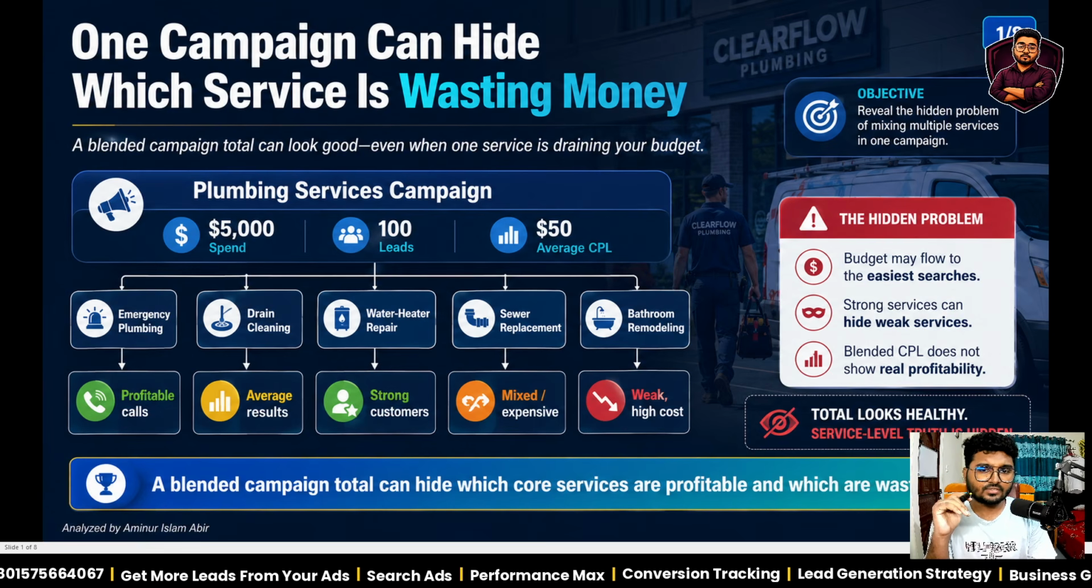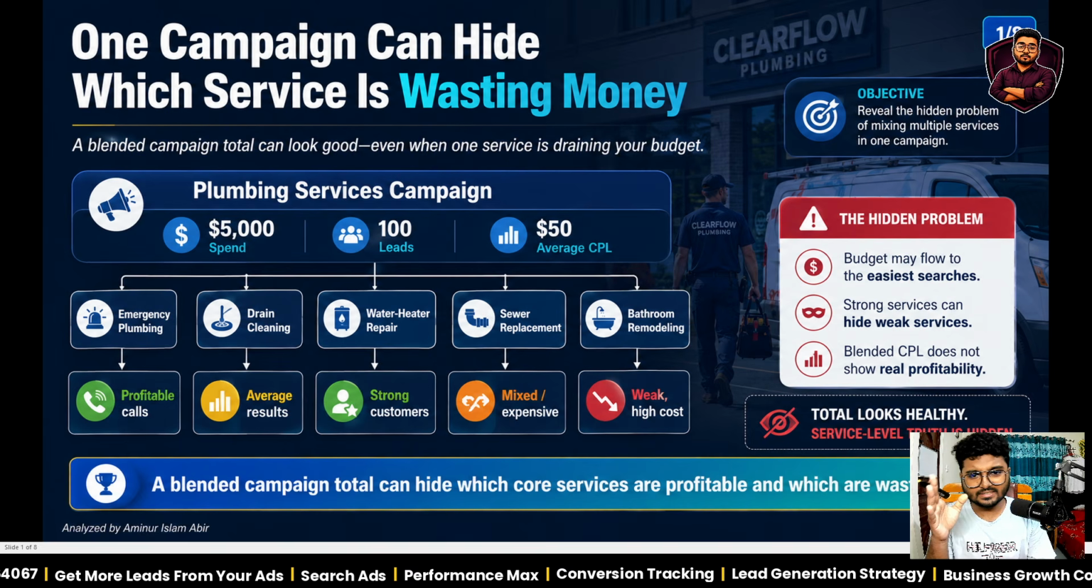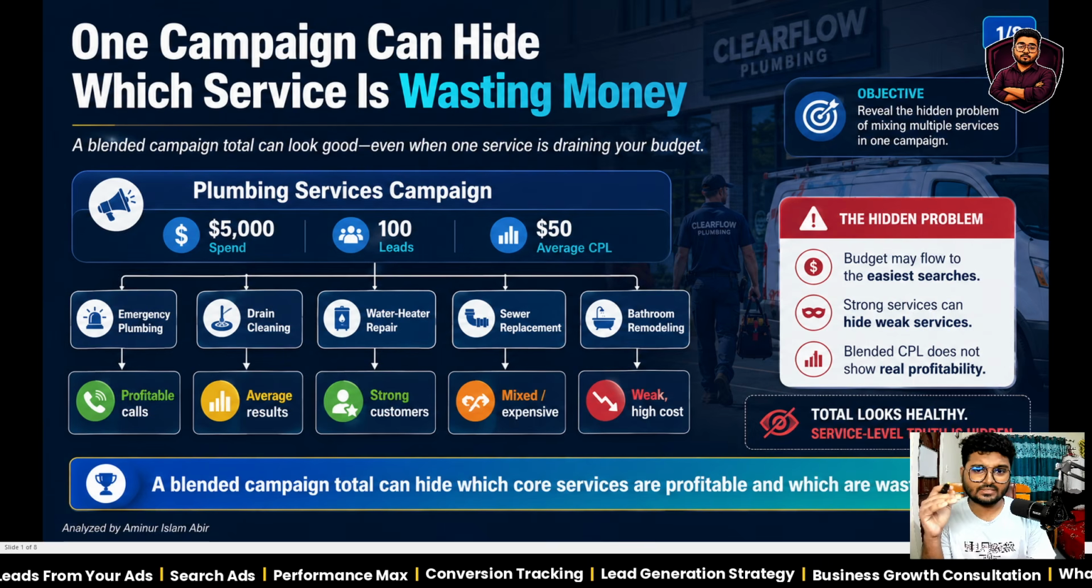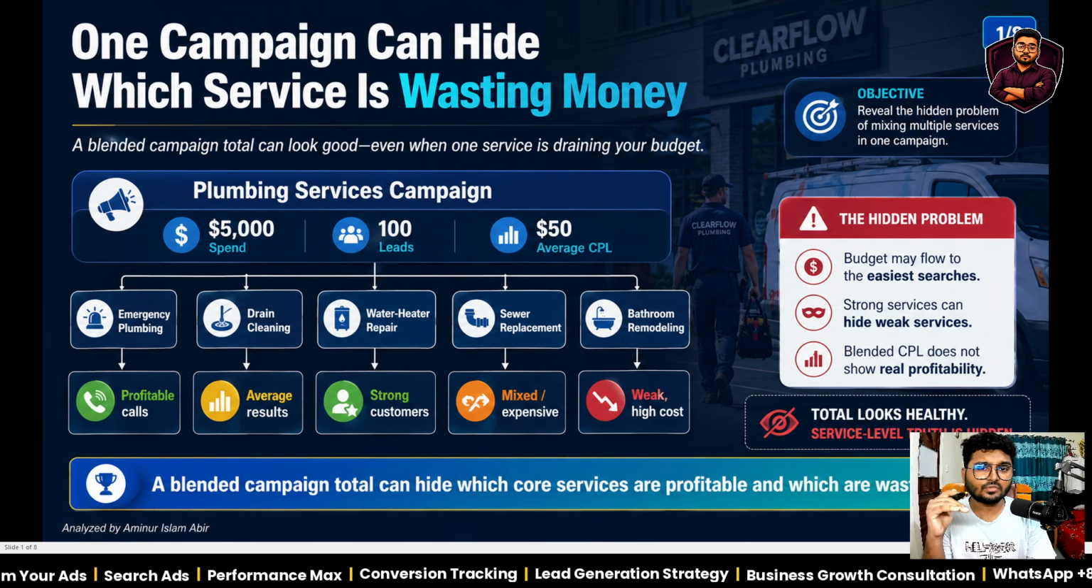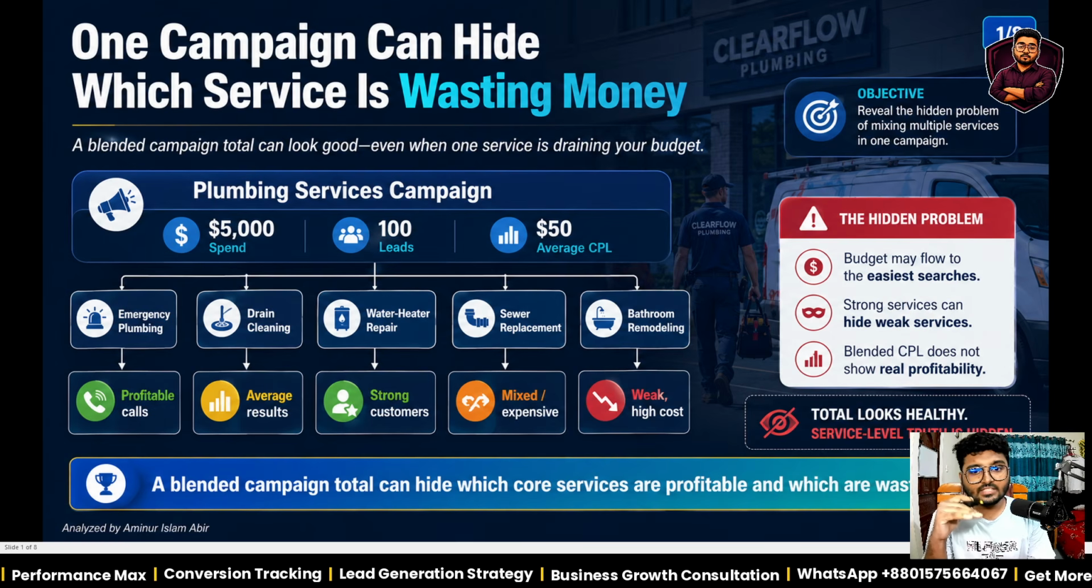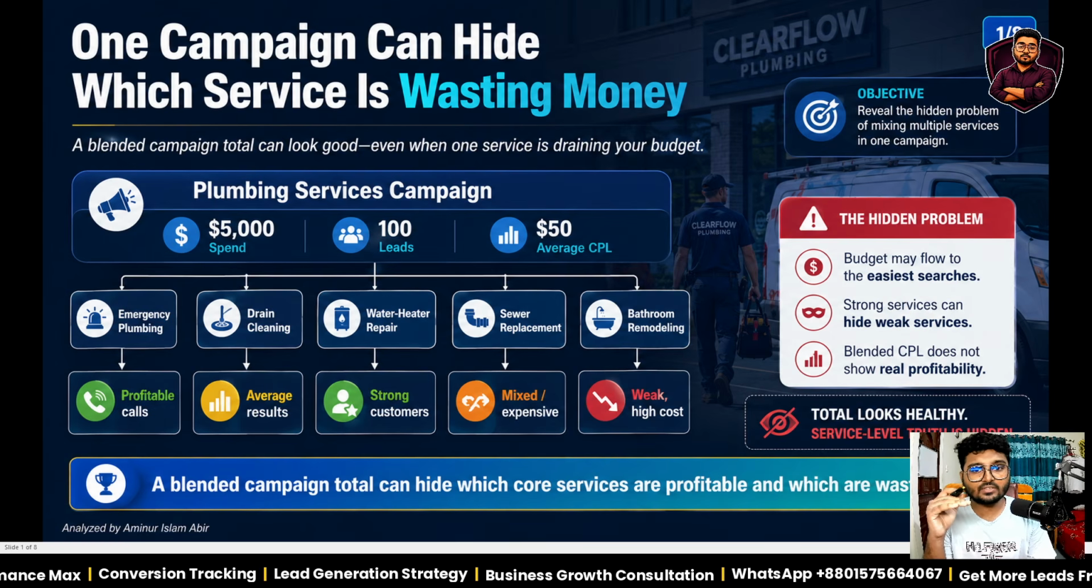At first, this structure may appear simple. This is one budget, one campaign report, and one average cost per lead. But underneath that average, different services may produce different customer intention, lead quality, close rates, and profit margin. One service may generate cheap but low quality leads, another may generate more expensive leads but highly profitable customers.